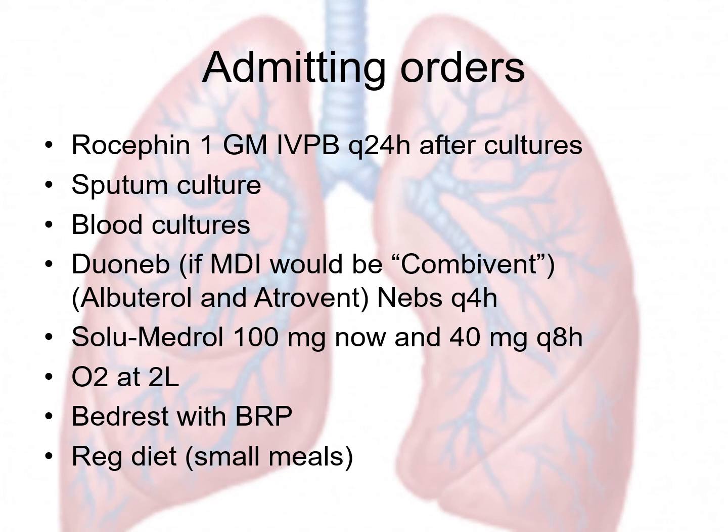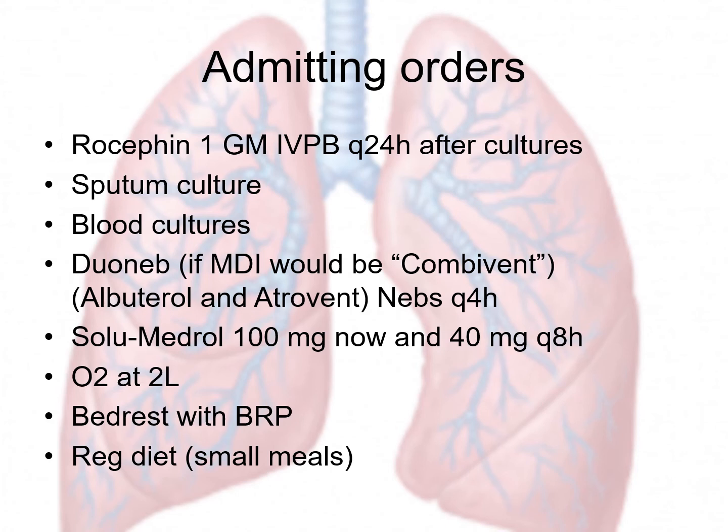So she's going to get some Rocephin, which is an antibiotic. It's a third generation cephalosporin. So it has broad coverage for whatever might be ailing her for her respiratory infection. We'll get a sputum culture so that when the sputum culture comes back, we can see exactly what bacteria she is growing and what is the right medicine for it. We'll do blood cultures to see if the bacteria has gotten into the blood.